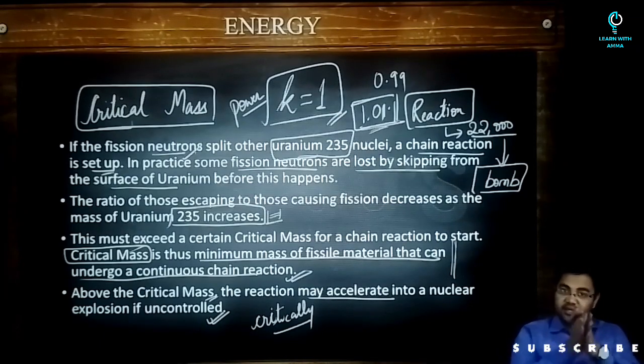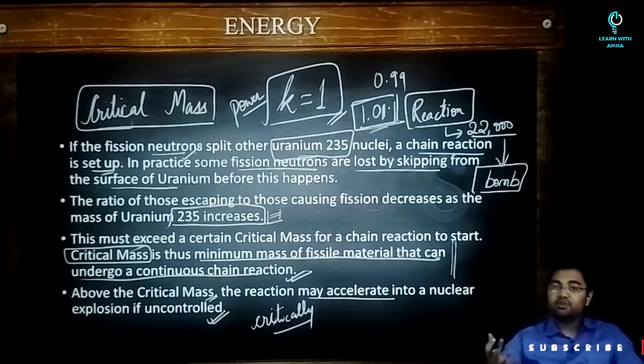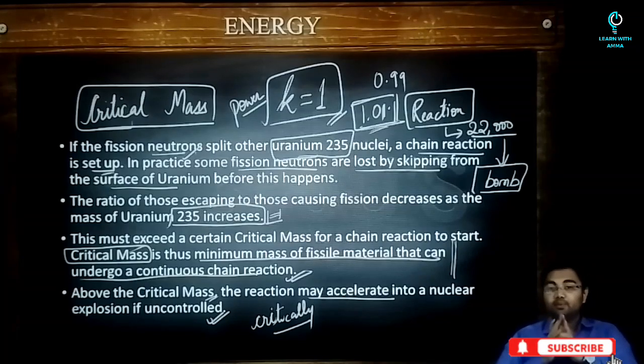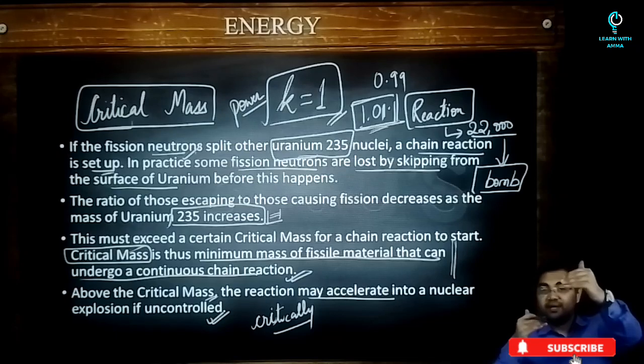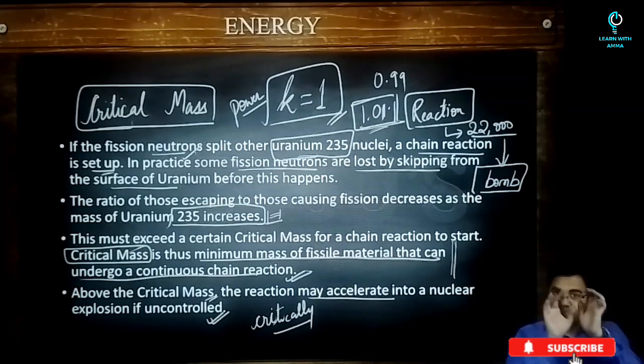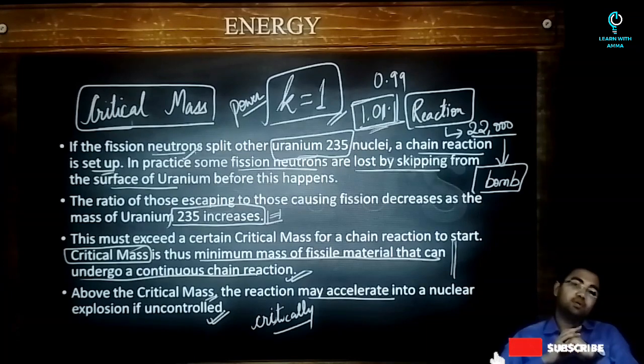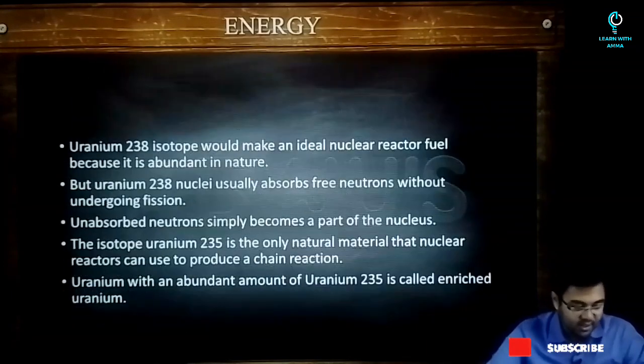It can neither be less than that, because if it is less, the reaction will stop very soon. And if it is more than that, it has a very high probability of being uncontrolled. So you can neither go to a higher mass nor to a lower mass. You have to maintain that right amount of mass for the reaction to happen. This is what is called critical mass.